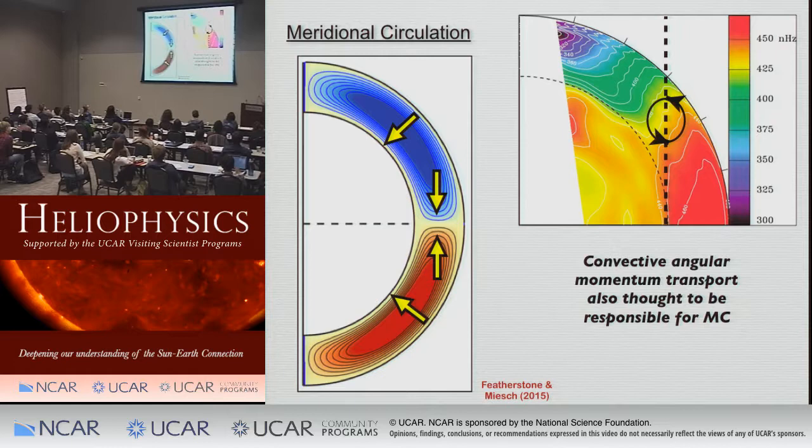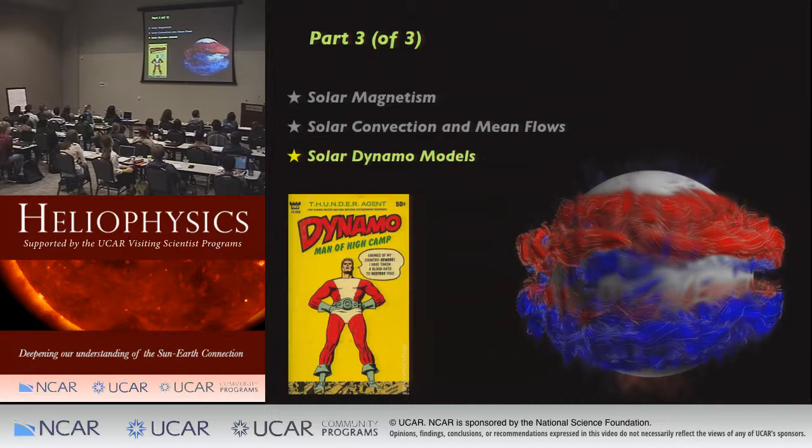So now we get into dynamo models, now that we understand the flows. If you look up, this is Dynamo Man, a cartoon from the 60s. But I like this. It says, enemies of my country, beware. I have taken a blood oath to destroy you. So yes, we need a hero to come in to generate the magnetic fields of the sun.